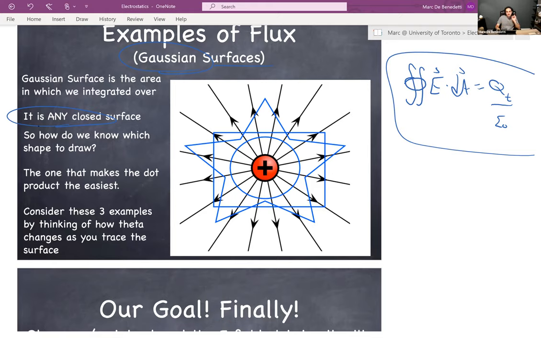We know it's EA cos theta. That's the flux, right? EA cos theta. Let's see if we can calculate the electric flux through the star for a second. Well, at this location here, we have a certain angle between the electric field and the shape. I don't know what that angle is, but it's something. And it is a certain distance away from the charged particle. Again, I don't know what that distance is, but it's something.